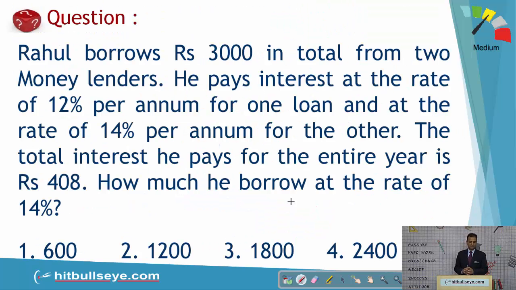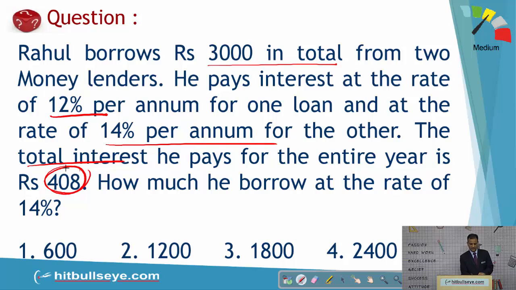Now the next question is: Rahul borrows rupees 3,000 in total from two money lenders. Total investment is 3,000. He pays interest at the rate of 12% per annum for one loan, 14% per annum for the other. Total interest is 408. How much money did he borrow at the rate of 14%?